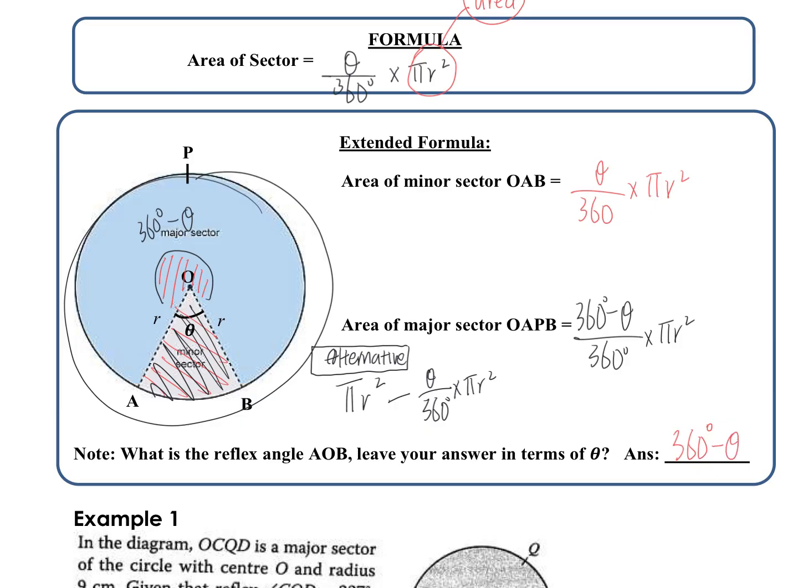Wait, is it like pi r squared and like dash? Is it dash? Minus. Minus.